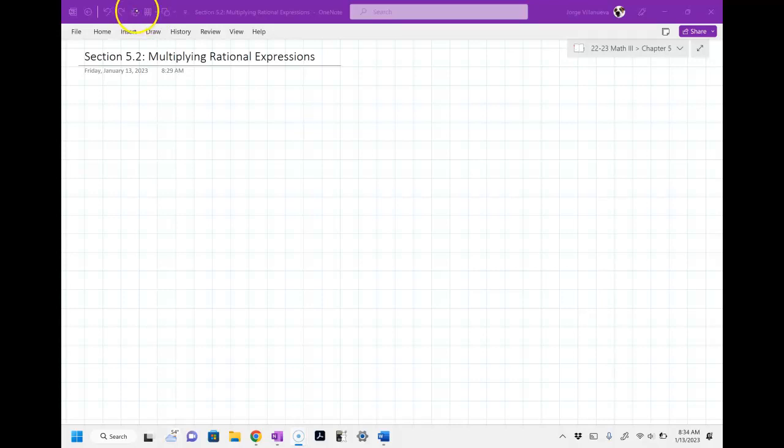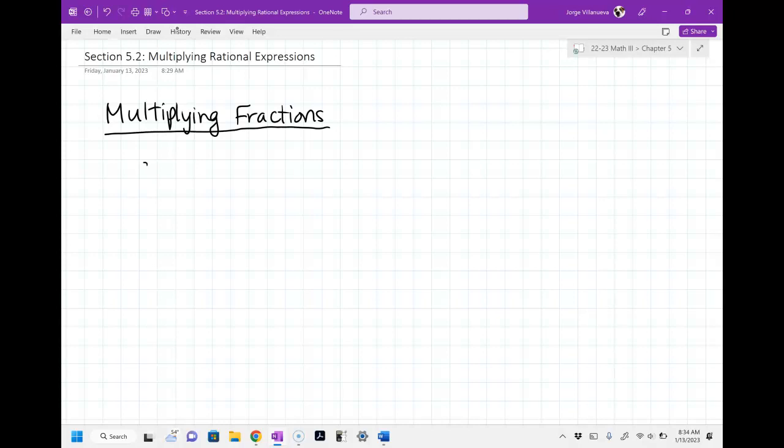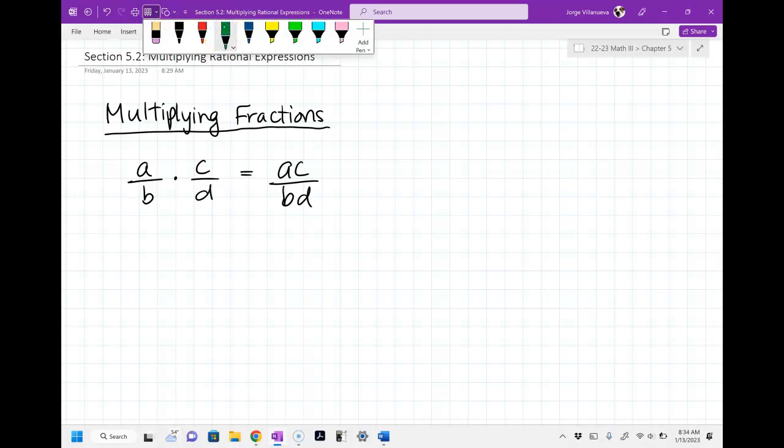Now, I want to make sure you guys remember a basic property here. When you multiply fractions, I'm going to put right here, multiplying fractions. So A over B times C over D is AC over BD. You multiply straight across. Don't go diagonally. You can cross cancel diagonally. But if you're just going to multiply, you're going to multiply straight across.